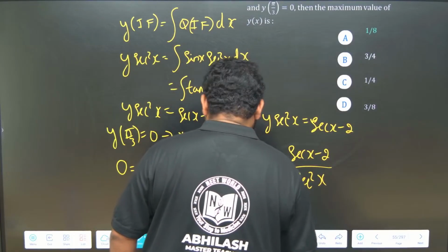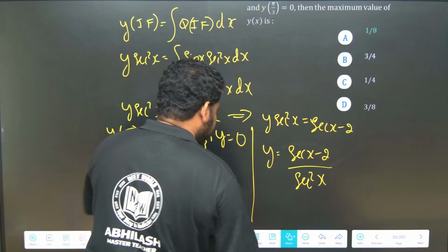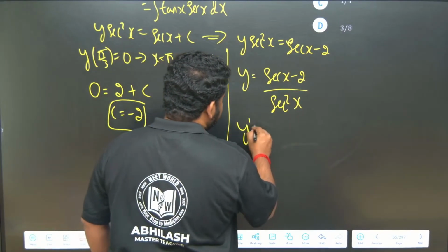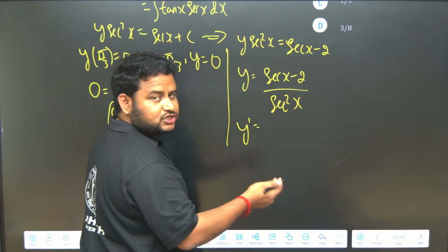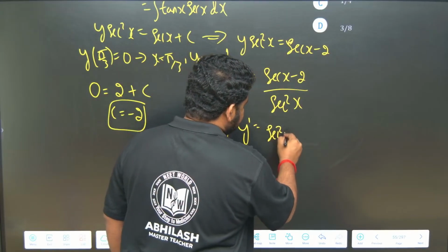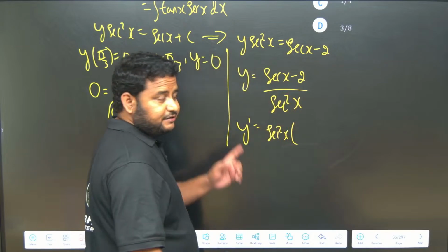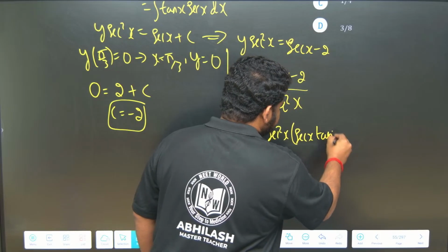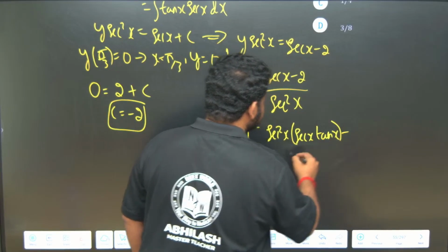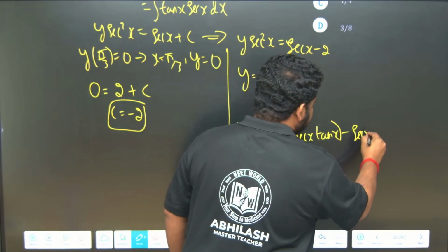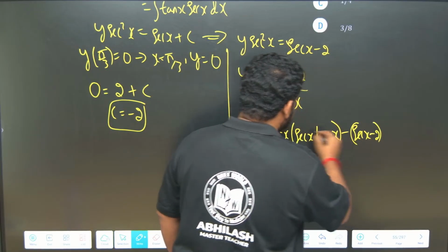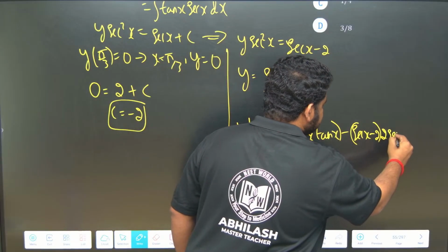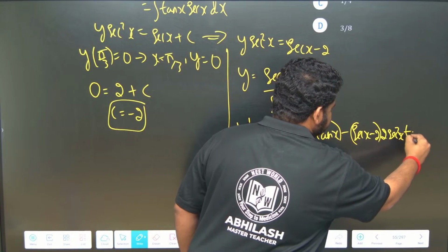To find the maximum of this value, first we have to differentiate this. That means I should find y dash. This is nothing but I have to apply the quotient rule. So this will become secant square x into derivative of secant x minus 2, which is secant x tan x, as the derivative of 2 is 0, minus secant x minus 2 into derivative of secant square x, which is 2 secant x into secant x tan x. That I can write as secant square x tan x. Got it?